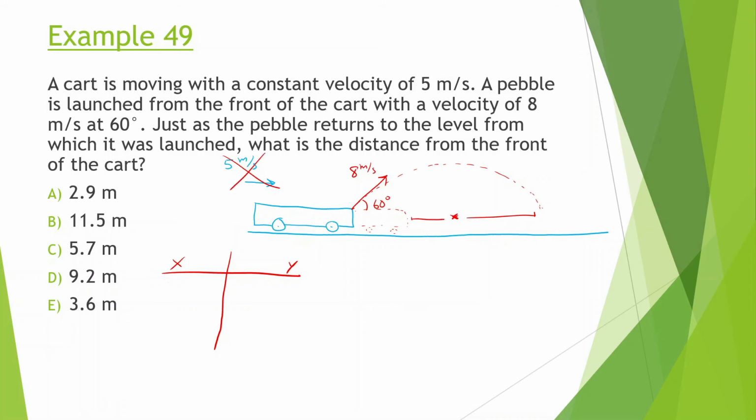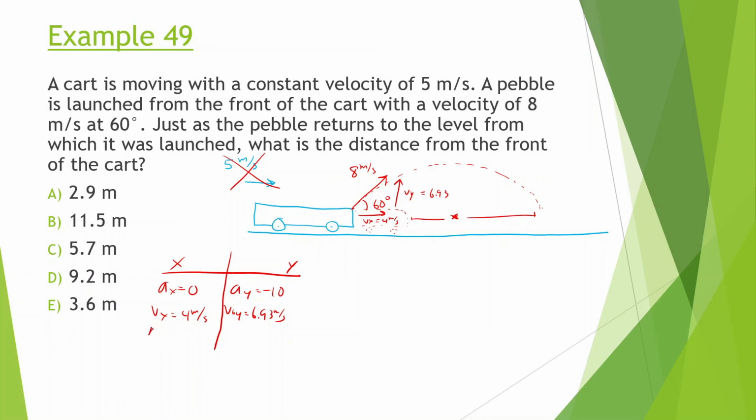So, what do I have? AX equals 0, AY equals negative 10. Then I can find what VY is and VX. VX is going to equal 4, and VY is 8 times sine of 60, 6.93. So V initial Y is 6.93 meters per second. VX is equal to 4 meters per second.